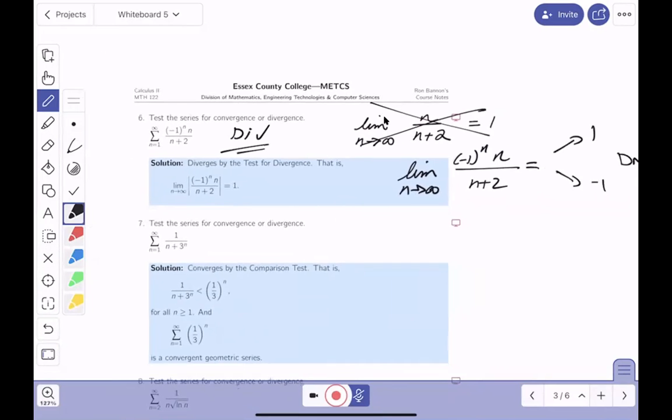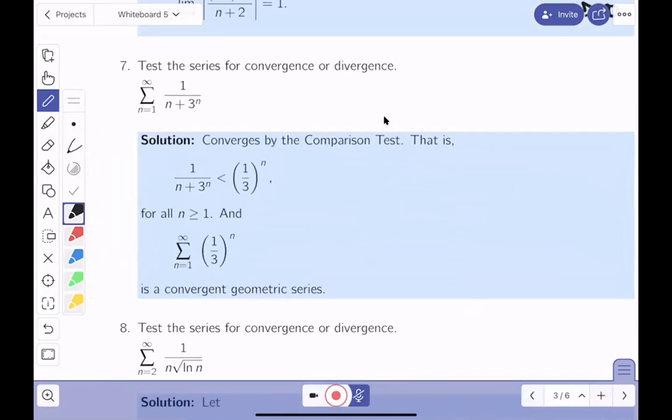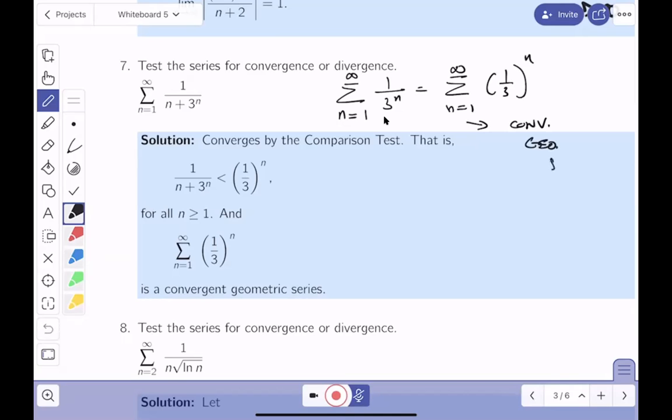Let's look at this one over here. This is a positive term series. And I'm going to think about it, and I'm wondering who to compare it to. I'm going to say maybe it's geometric in form. I don't have much for a comparison, right? And I'll put 1 over 3 to the n. Let me write that a little differently. This is a convergent geometric series.